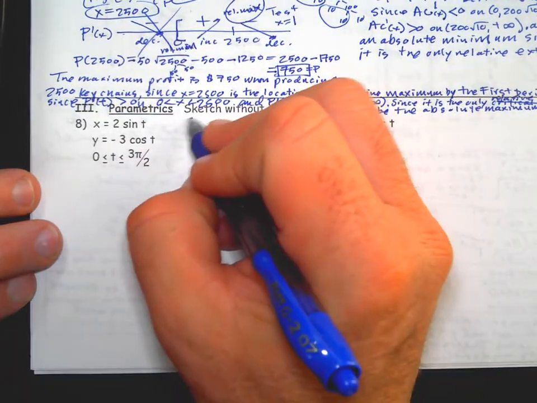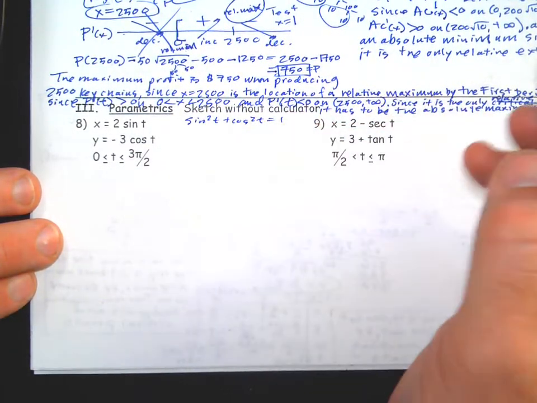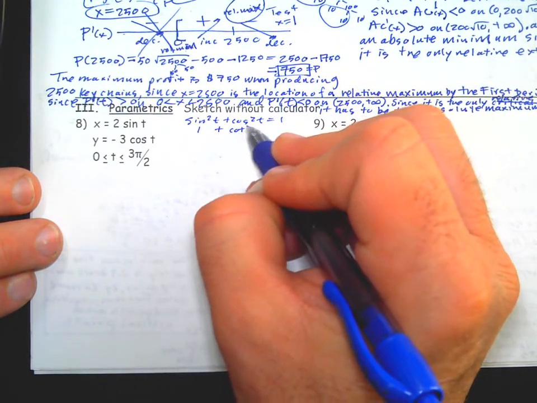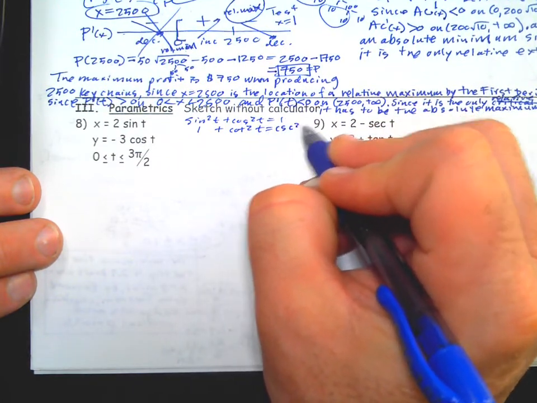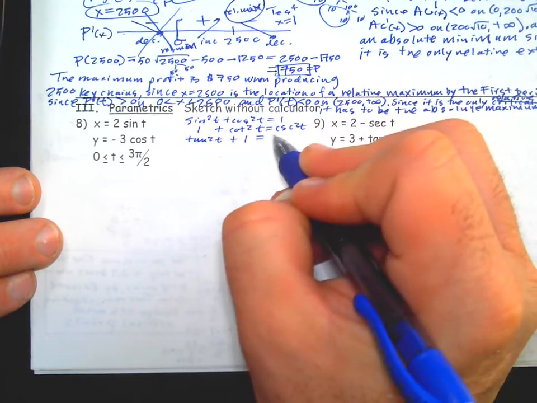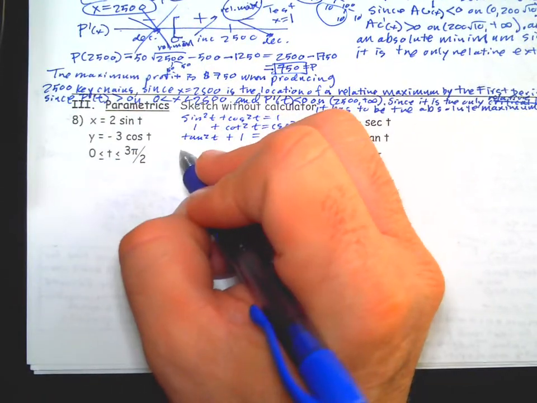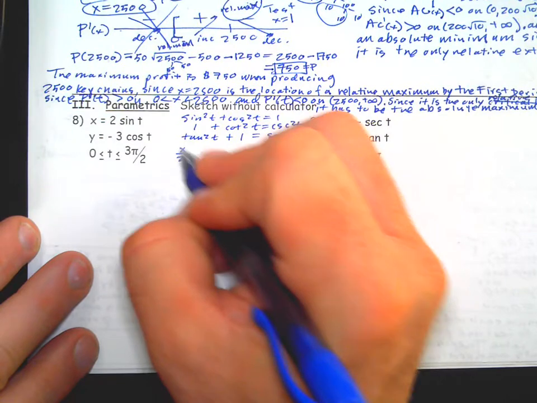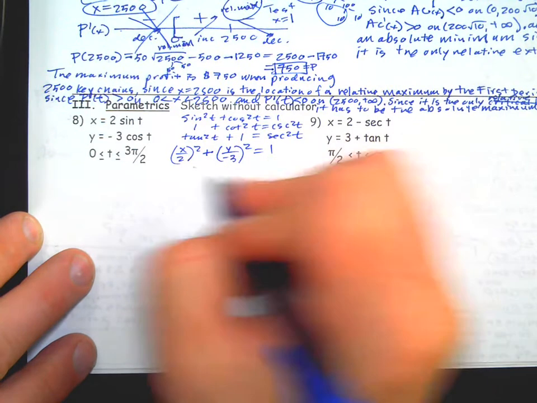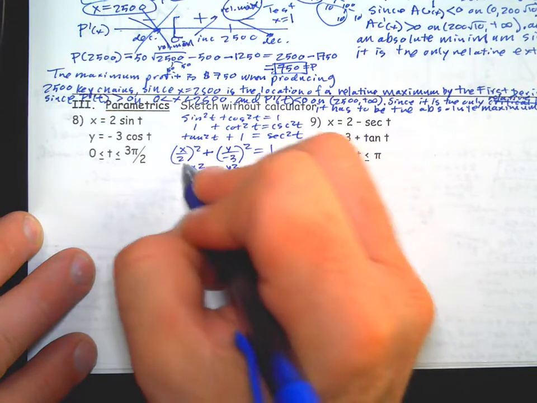Now, I usually use these trig identities, Pythagorean identities, for the ones that involve trig. So that, divide everything by sine squared. You can divide everything by cosine squared. We'll pick the one that works. So we're going to use sine squared plus cosine squared for the first one. So sine is going to be x over 2, squared. Cosine is going to be y over negative 3, squared, equals 1. So x squared over 4 plus y squared over 9 equals 1. So this is the Cartesian equation.